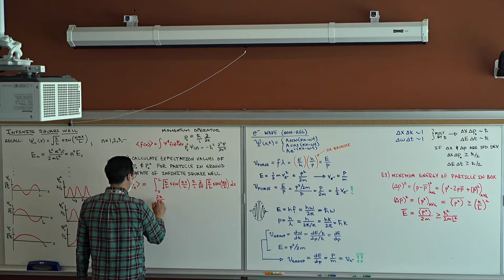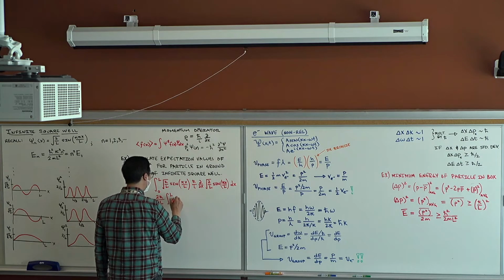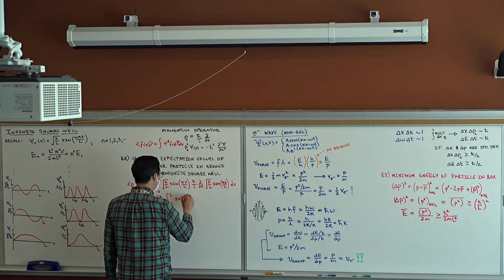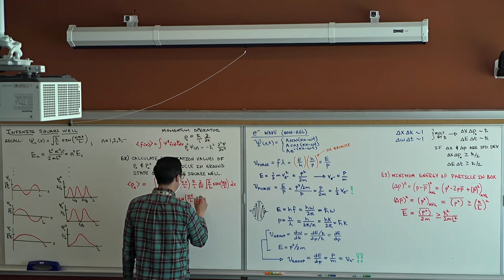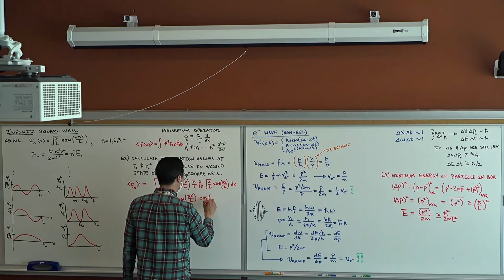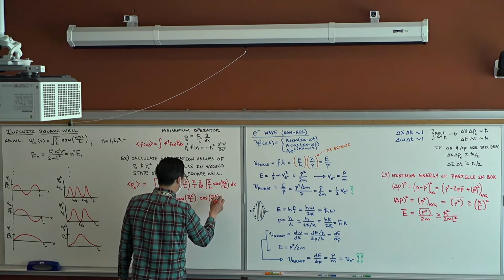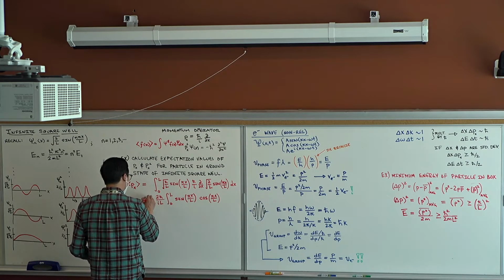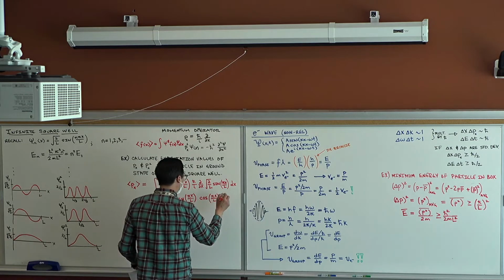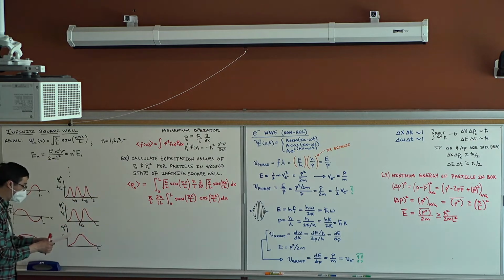2 h bar over i L, integral from 0 to L of sine pi x over L times cosine pi x over L times pi over L. Yay?